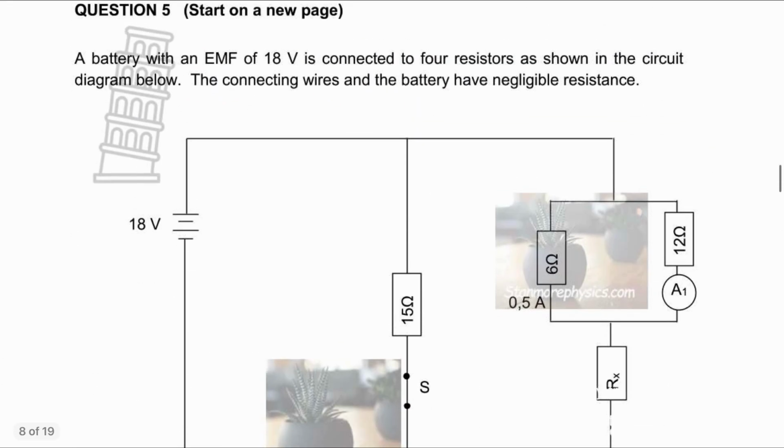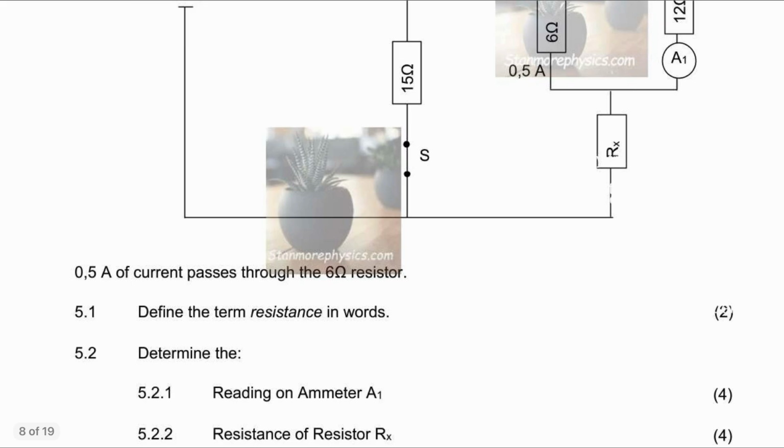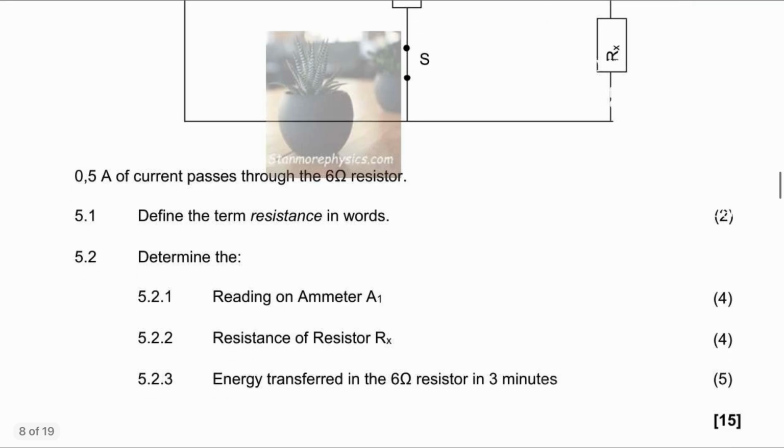Moving on to question 5, electricity. A battery with an EMF of 18 volts is connected to 4 resistors as shown in the circuit diagram below. The connecting wires and the battery have negligible resistance. 0.5 amperes of current passes through the 6 ohm resistor. Question 5.1 is a definition, we can leave that out. Question 5.2, determine the reading on ammeter A1.